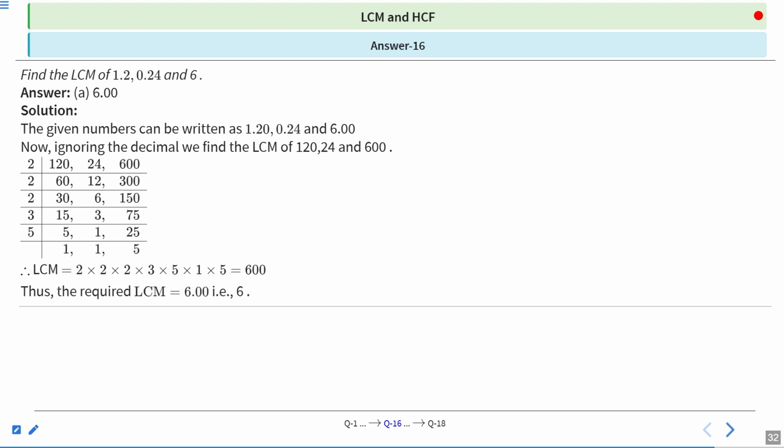But our numbers were in decimal and we have ignored the decimal, and after each decimal there were two digits. So if the LCM of 120, 24, and 600 is 600, then the LCM of 1.20, 0.24, and 6.00 should be 600 upon 100, that is 6. So the required LCM is 6. Option A is the correct answer.